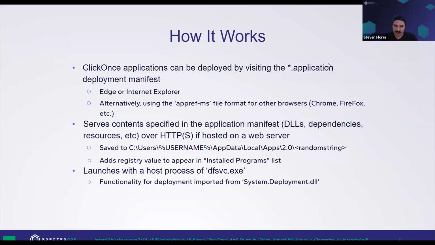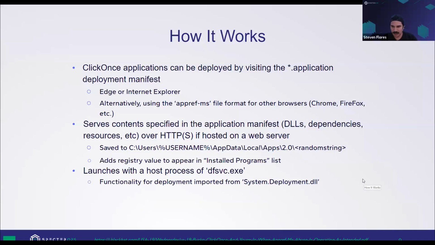So the way that this is deployed, a user will visit an application, something that will point them to the actual deployment manifest itself, the .application file. If you're using an Edge or Internet Explorer browser, as soon as it's visited, a little pop-up shows up asking if you want to open this file. It's downloaded and opened, and then you get a prompt that you might be familiar with that says, would you like to run this application? And that's when the execution starts from that point going forward.